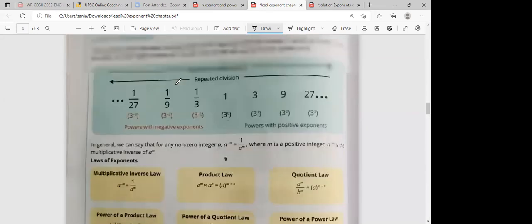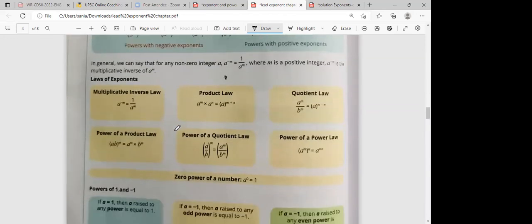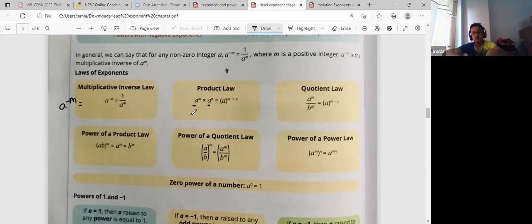So now we are going to do the law of exponents. There are few laws which you have to remember. If it is a raised to the power minus 1, then you already did this. This is known as the multiplicative inverse law. Second is the product law. When your bases are same and your powers are different, what you are going to do is use this formula: add the powers.